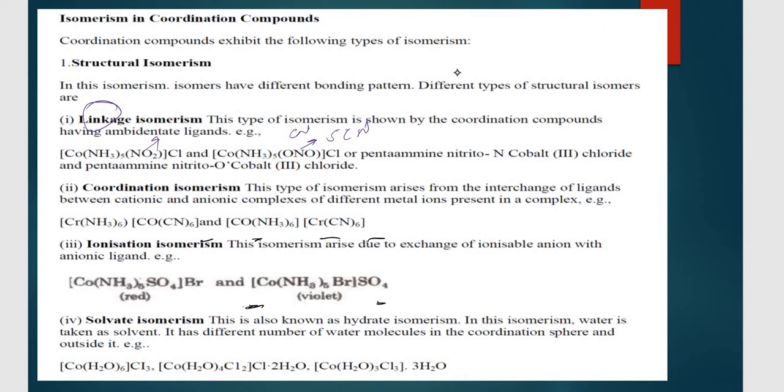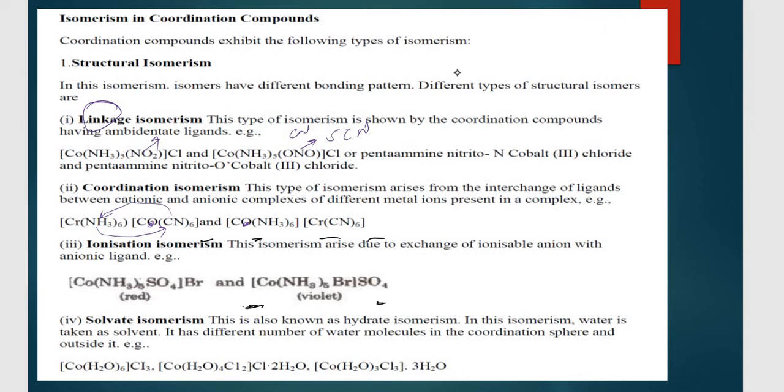Okay. Now second is coordination isomers. In coordination isomers, there is an interchange of ligands between the cationic and anionic complex. So you will see 2 complexes here. What you have to do is just interchange the ligands. So with chromium, put CN. With cobalt, put ammonia. This is cobalt, not carbon monoxide, so this O is small. So you just interchange the ligands in the different cationic and anionic complex, and you will get the coordination isomerism.